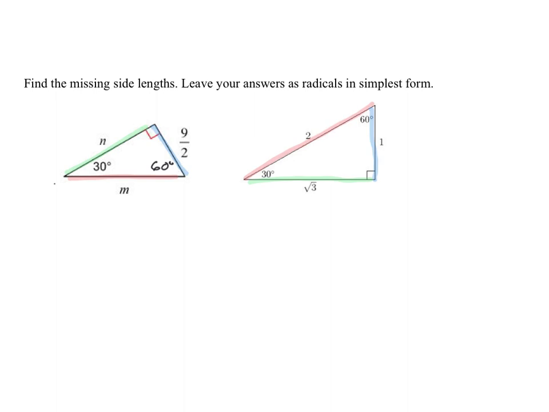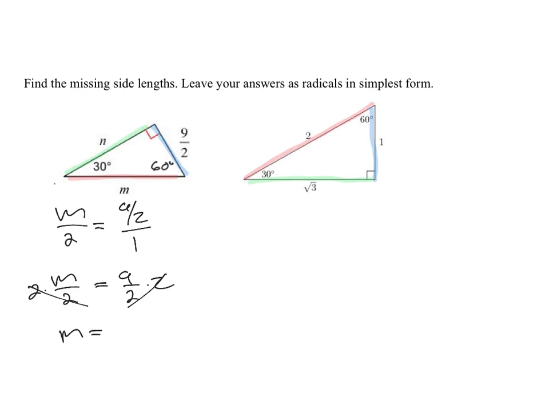So when I set up my ratios, I have m over 2, and that's going to equal 9 over 2 over 1. All right, I'm going to simplify that side real quick. So we have m over 2 is equal to 9 over 2. And if I multiply by 2 on both sides, then I solve for m, and I get m is equal to 9. All right, using ratios, we can also solve for n.